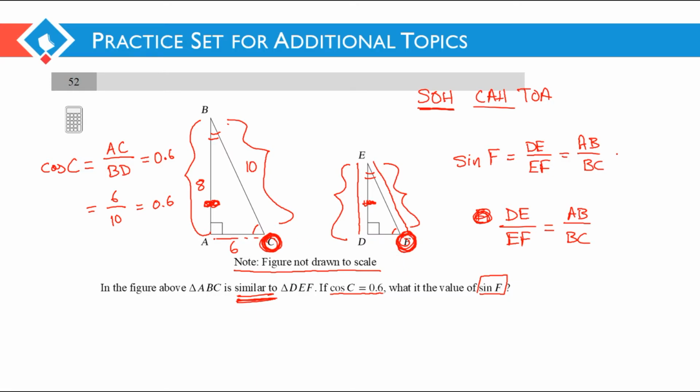And the sine of C is going to be equal to AB over BC, which is equal to 8 over 10, which is also equal to 0.8. So the correct answer in this case is 0.8 or 8/10. These are the two that you could plug into your answer box and grid in.